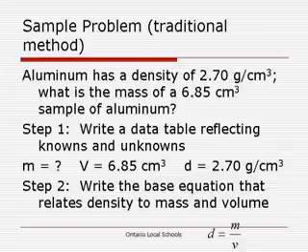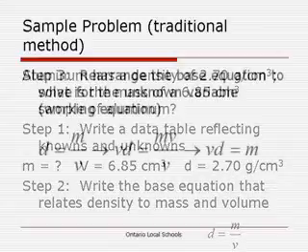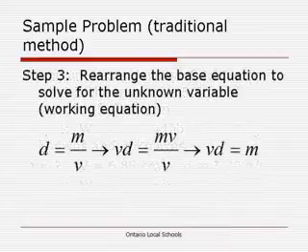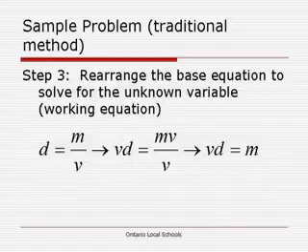So we've taken care of step one, we have our data table. Step two, we want to write the base equation that relates density to mass and volume. And we use that in part one. It's d, or density, is equal to mass divided by volume. Once we have our base equation, we can then rearrange the base equation to solve for the unknown variable, which is known as our working equation.